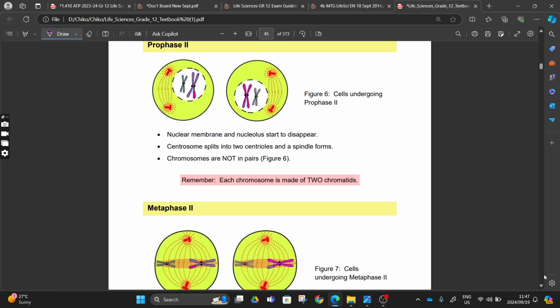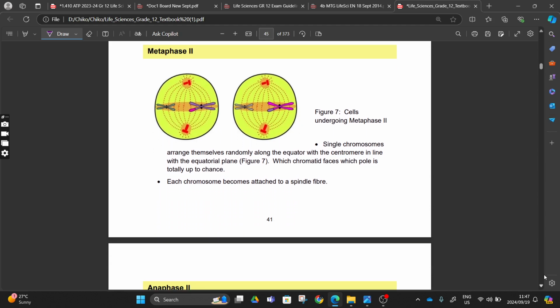The nuclear membrane and the nucleolus are going to disappear, the centrosome is going to split into the centrioles, and the spindle fiber is going to be formed. The chromosomes are not in pairs this time. Actually, we have 23 now, and each one is not a pair, it's a single chromosome, right? These single chromosomes are going to move to the equator in metaphase 2, and when they are at the equator, which chromatid faces which pole is totally up to chance.